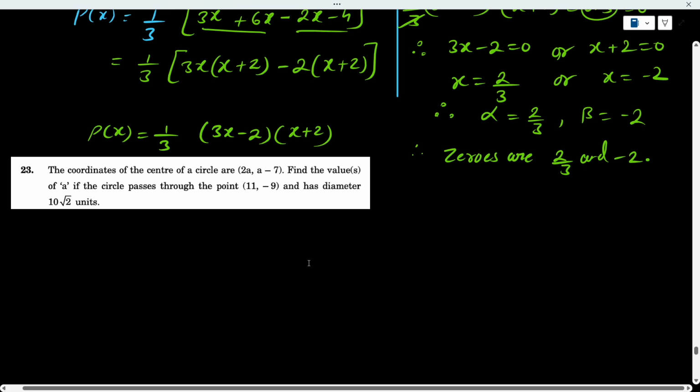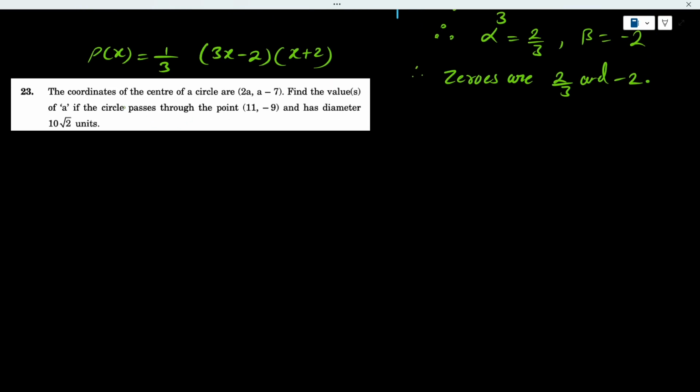Now let us go for the next question, which is a coordinate geometry based question. So this is question number 23. What does it say? The center of a circle is 2a comma a minus 1. So what are the coordinates of the center of the circle here?